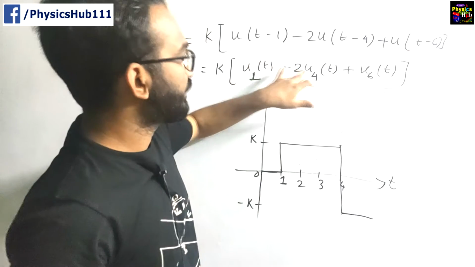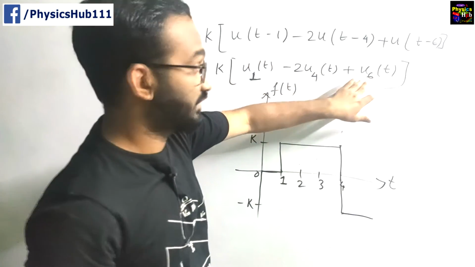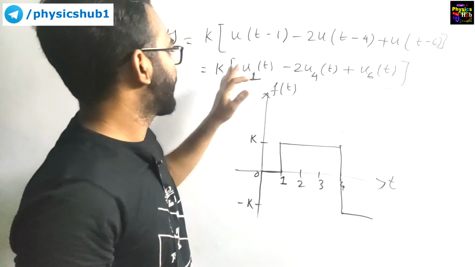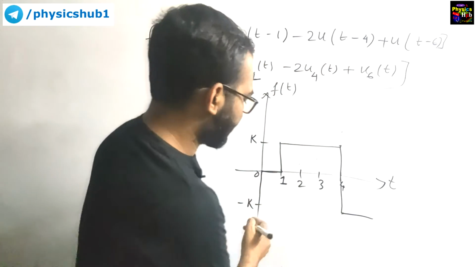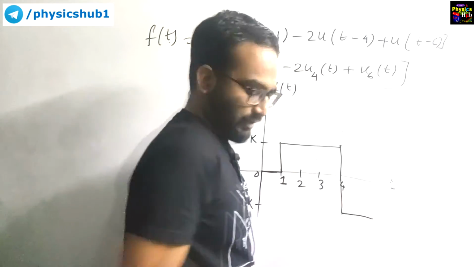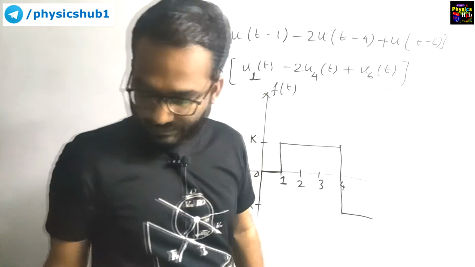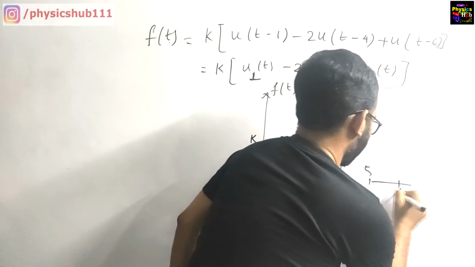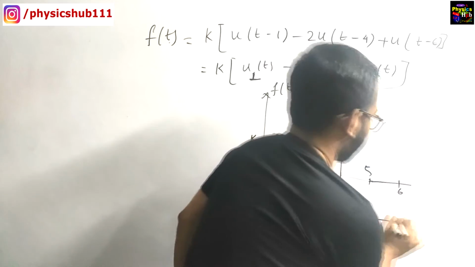So 1 minus 2 into 1, and this remains 0 because this will be activated at t equals 6. So 1 minus 2 is minus 1, minus 1 into k, minus k. So that is why it is retaining the value of minus k. And it will continue taking up this value until we reach 6. So it will go like this up to 6.